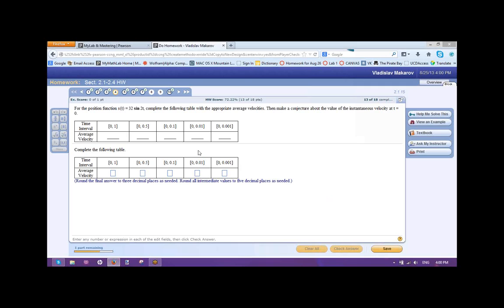So can you see my screen now? Yes, I can. I'm looking at the problem for the position function, S of t equals 32 sine of 2t. Okay. 32. So we would do this problem just like we did the last problem.